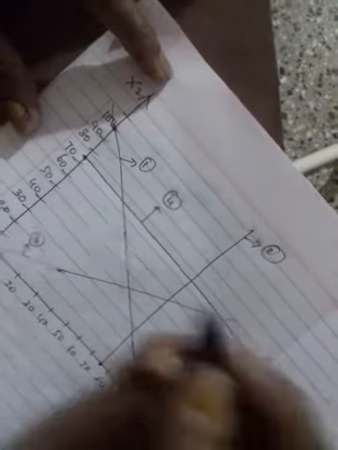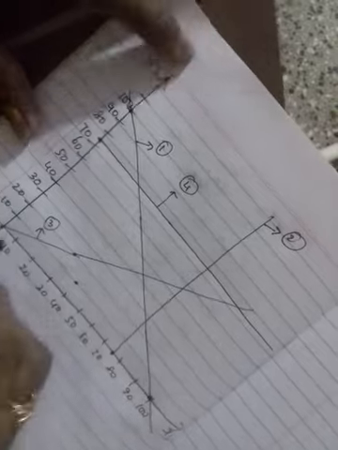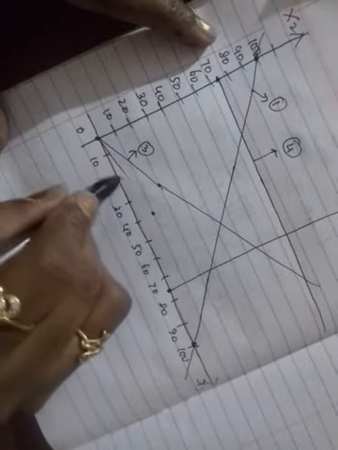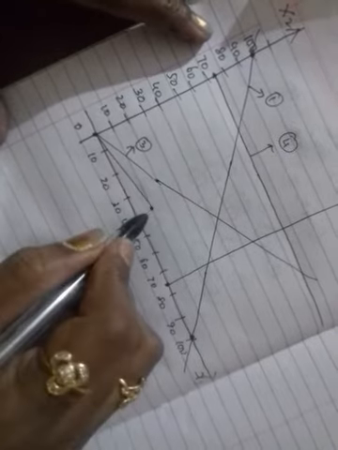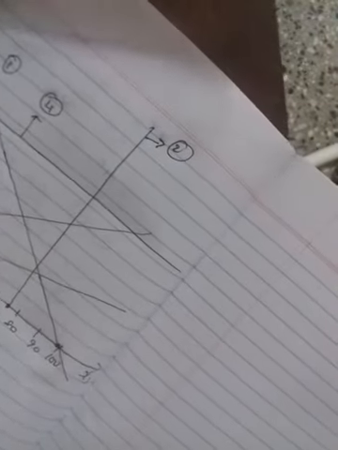And what is equation 5? (0, 0) and (40, 10). 40 and 10, so here. From here you have to draw a straight line joining these 2 points, (0, 0) and (40, 10). Now based on the constraints we have to draw lines.